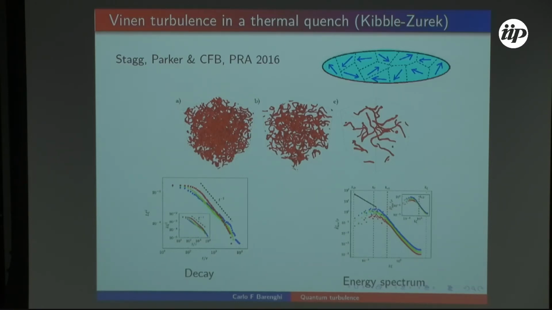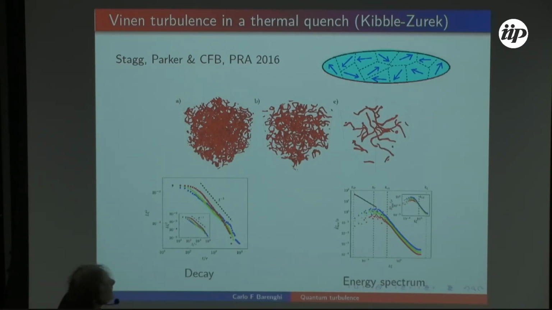Now, this is the typical Kibble-Zurek quench, which is done in the experiments. And you don't expect Kolmogorov turbulence to take place here, because there is no forcing at large length scales, and in 3 dimensions, the energy cascade will simply move to the left, but there is nothing to move from left to right. So we get the Vinen turbulence.